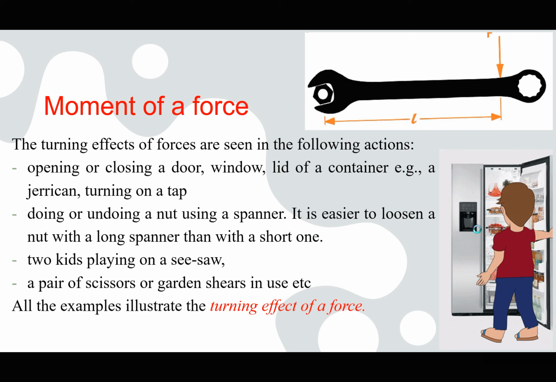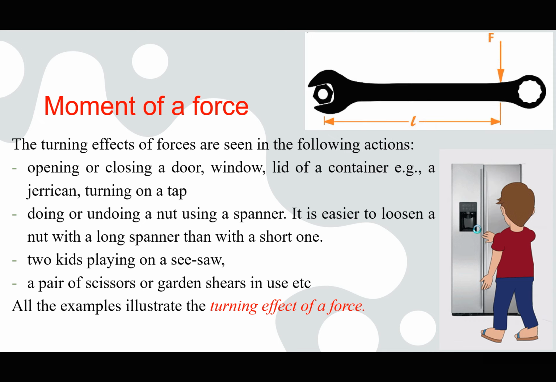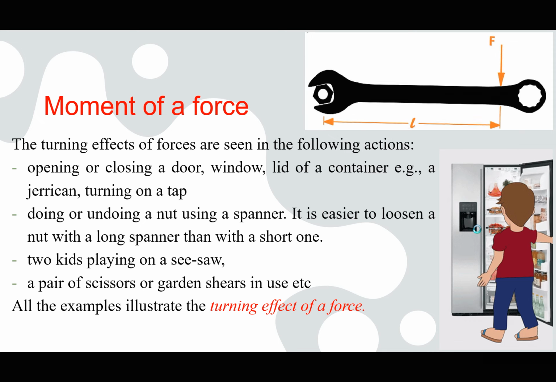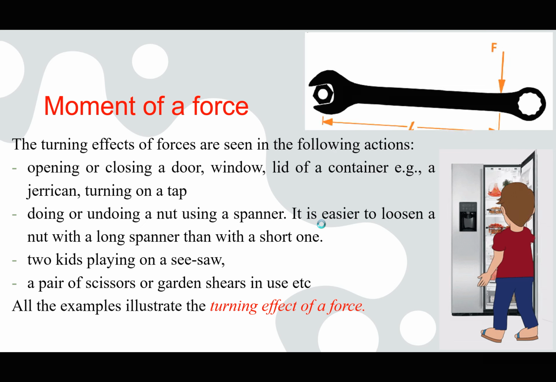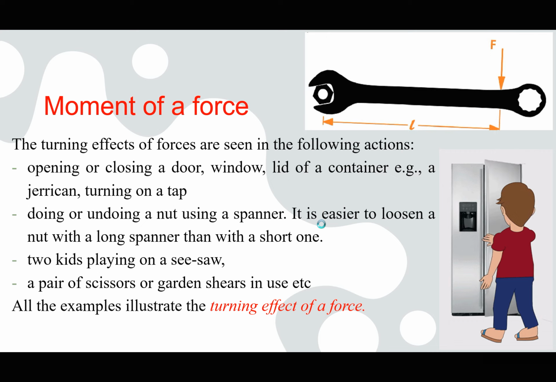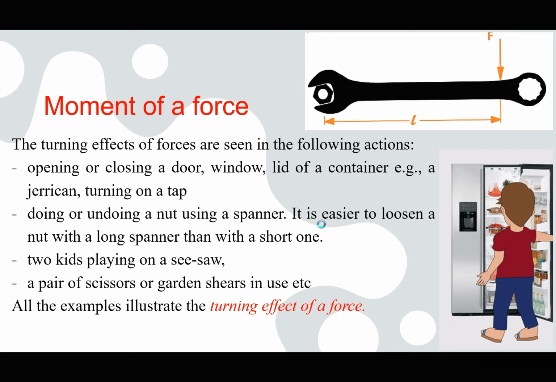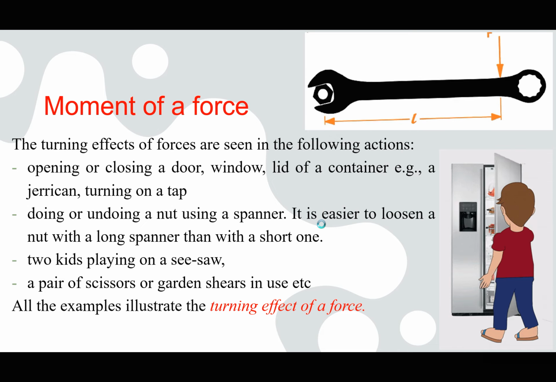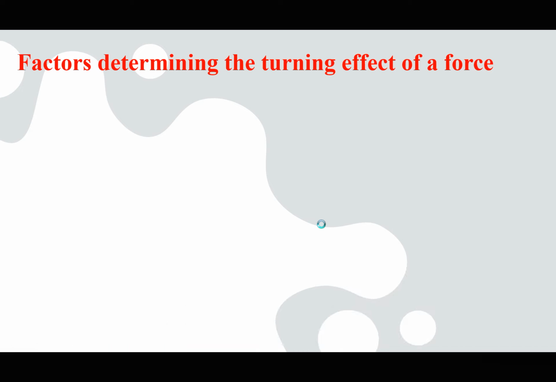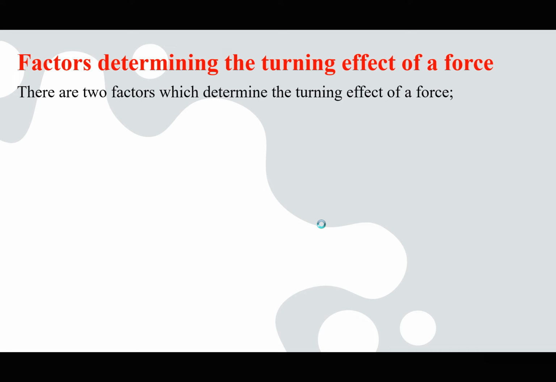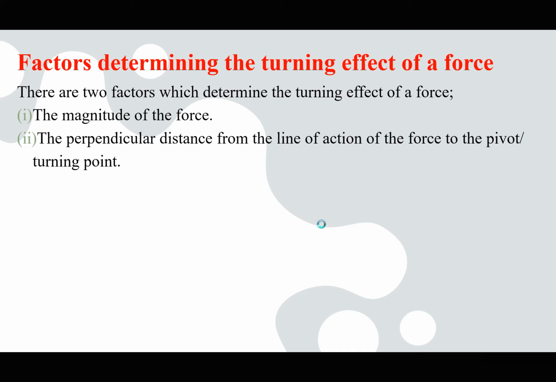So what factors does this turning effect depend on? In one of the examples, I said it is easier to loosen a nut with a long spanner than with a short one. So the turning effect depends not only on the force, but also on the distance from the point where turning is going to take place. There are two factors which determine the turning effect of a force. The first one is the size of the force, or the magnitude of the force. The second one is the perpendicular distance from the line of action of the force to the pivot. The pivot in this case is the turning point, the point where moments are taken, or where turning is expected to take place.